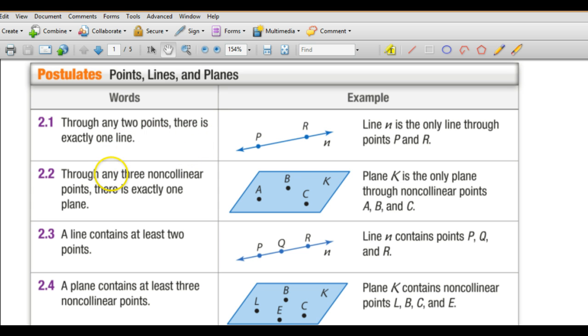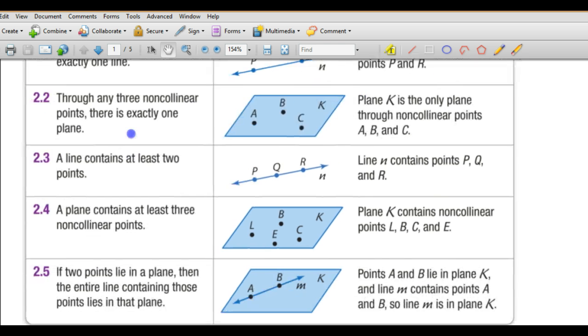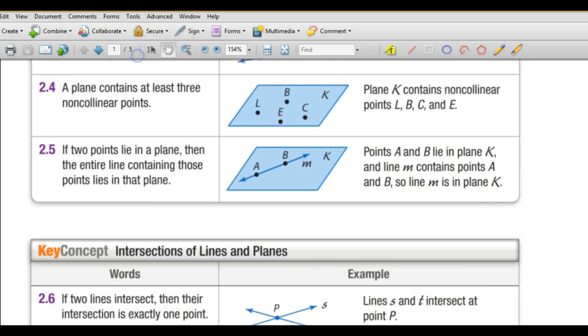Postulate 2.3. A line contains at least 2 points. Example, line N contains points P, Q, and R. Postulate 2.4. A plane contains at least 3 non-collinear points. Plane K contains non-collinear points L, B, C, and E.